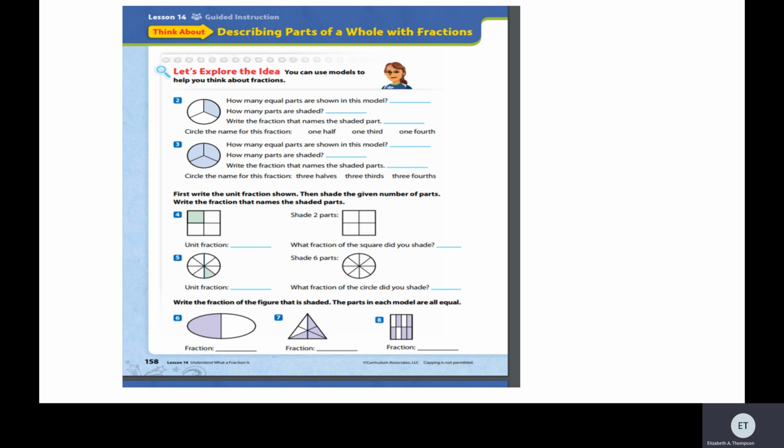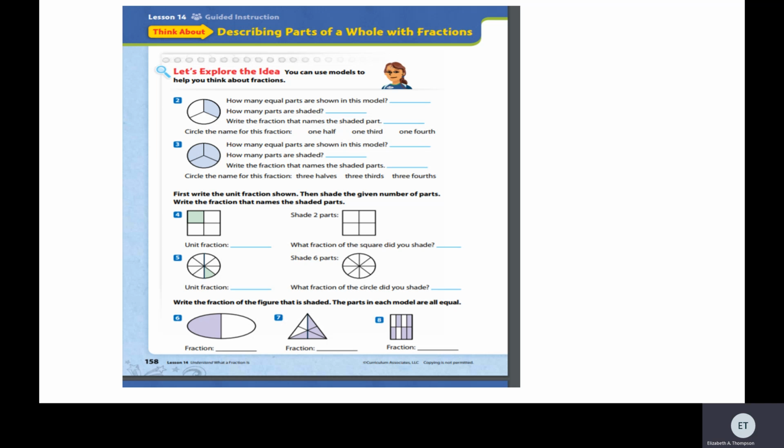For number 10, look at the rectangle. Write the unit fraction for that rectangle, and then shade 4/8. The next one is asking you to look at your fractions in a little different way.